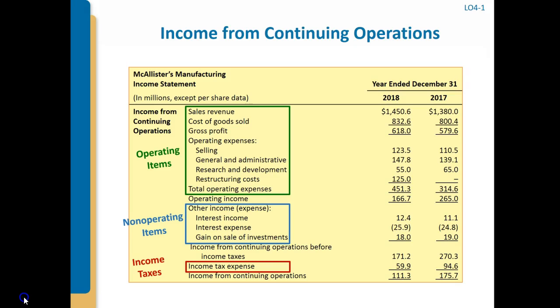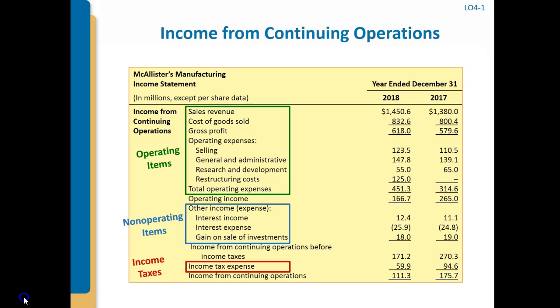So operating income includes the revenues and expenses directly related to the primary revenue generating activities of the company. As shown here, operating income is often presented as gross profit, which would be the sales minus the cost of goods sold, minus other operating expenses. Non-operating income relates to the peripheral or incidental activities of the company. As you see on this slide, non-operating items often are included in the income statement under a heading Other Income or Other Expenses.